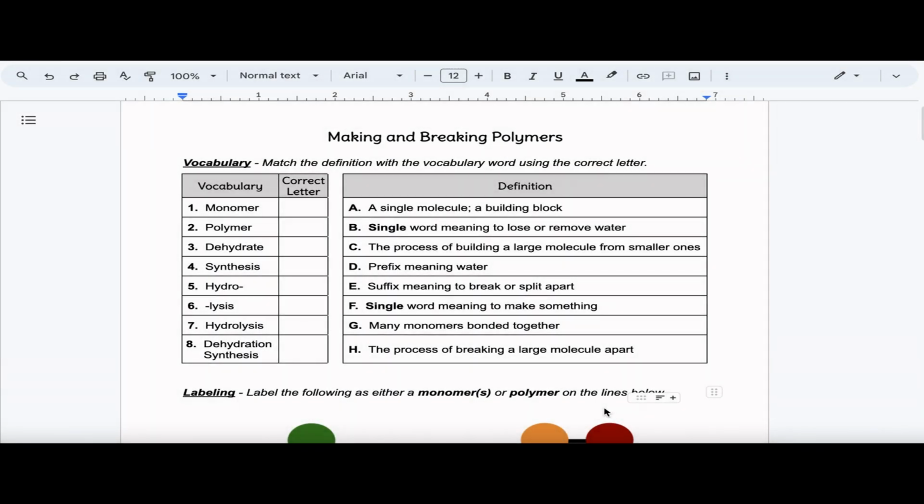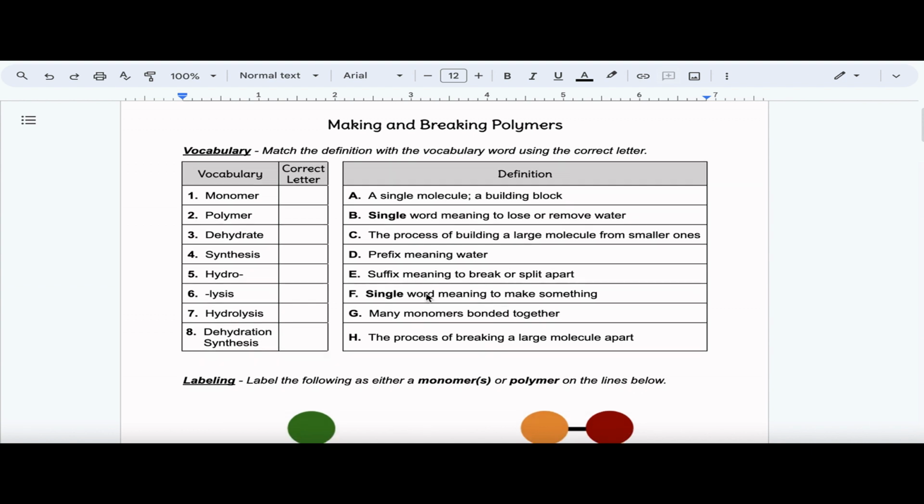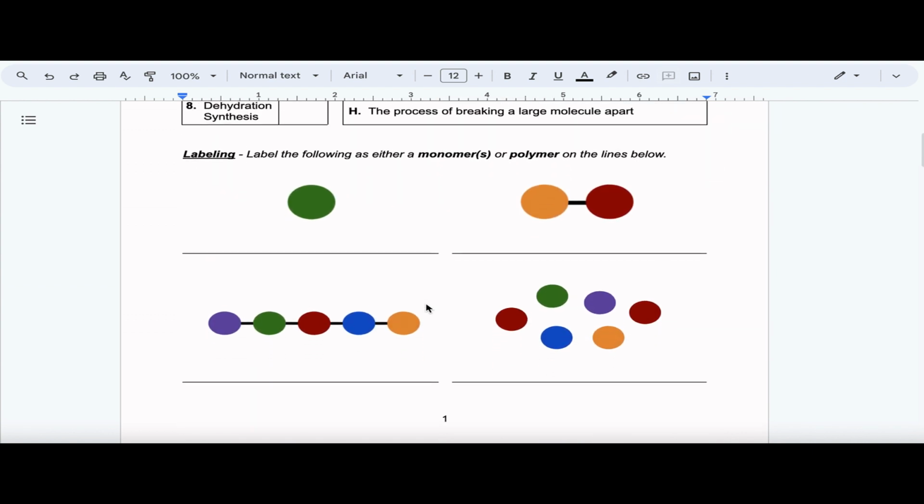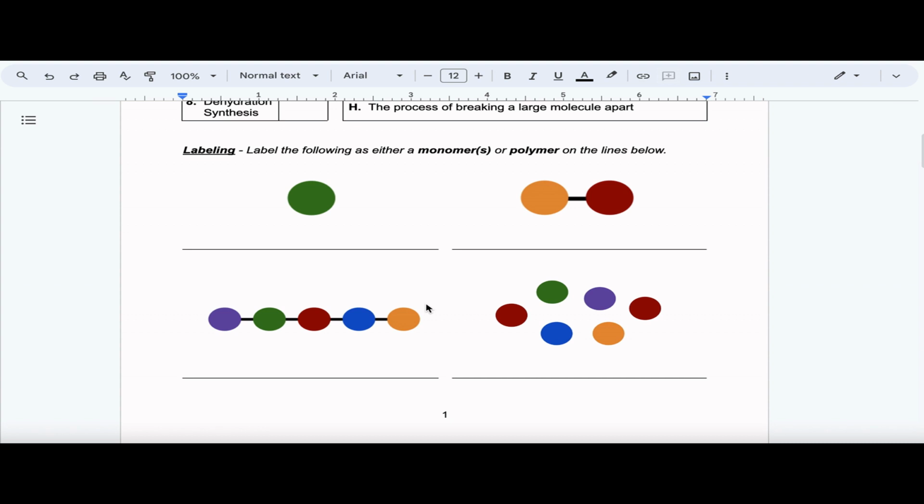Making and breaking polymers. You've learned some important vocabulary like monomer, polymer, dehydration synthesis, hydrolysis. You'll practice these vocab words and their definitions in this top section here. Remember to use your notes as your resource to help you get those correct. After you do that, you'll do a little practice identifying monomers and polymers.